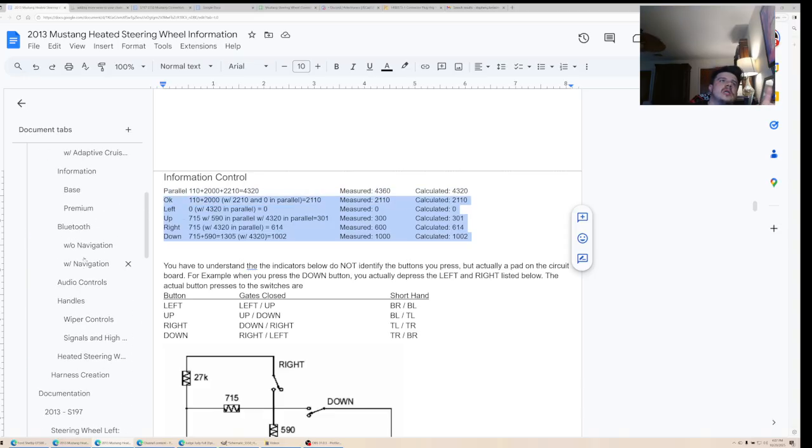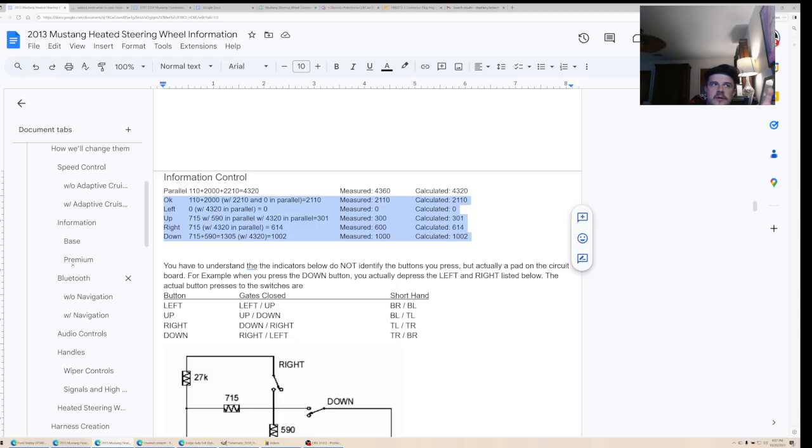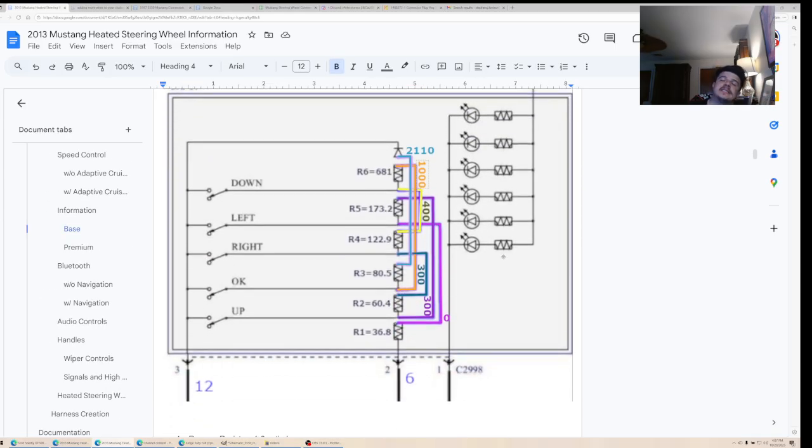So let's go up to the information control for the S550, okay? Now, luckily for us, the S550 is not this complicated multi-gate situation. It's just like the audio. So we just need to do the same thing as with the audio, which is rearrange the buttons to have the correct order of, let's say, least to highest resistance. And then we do the same thing as we did with the audio.